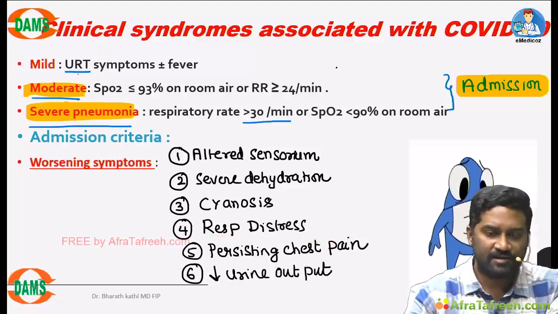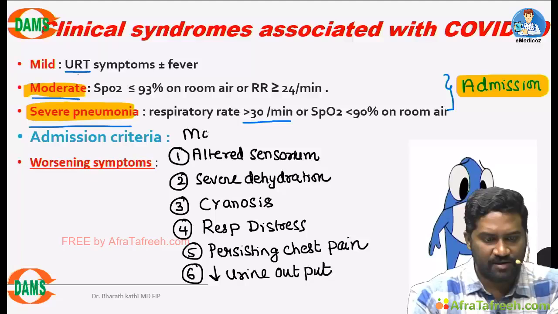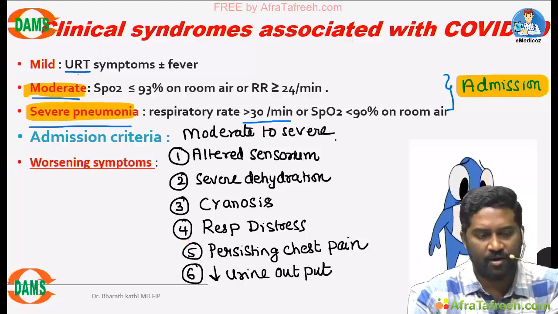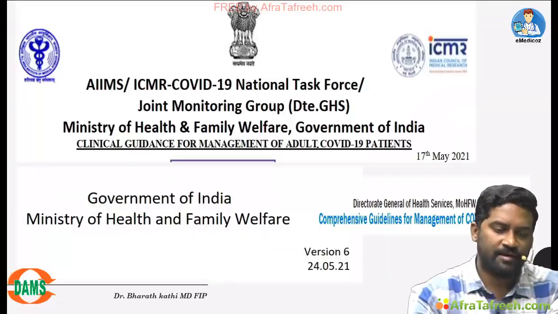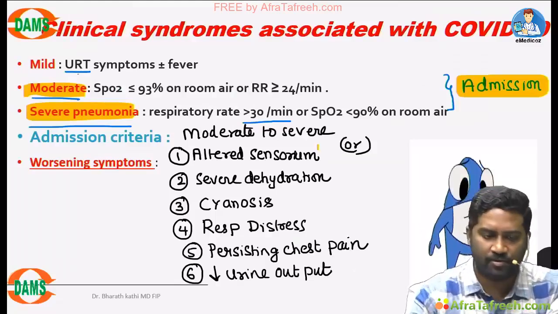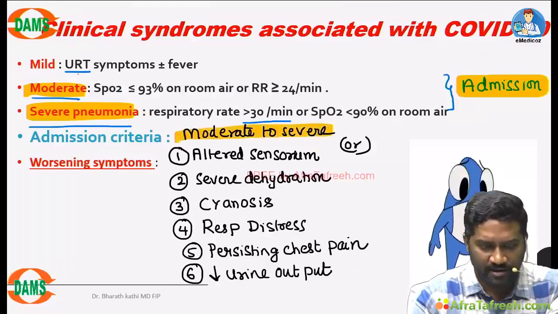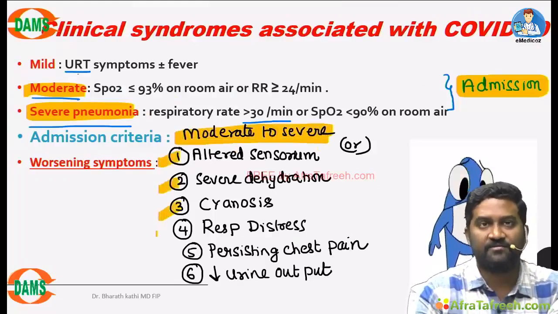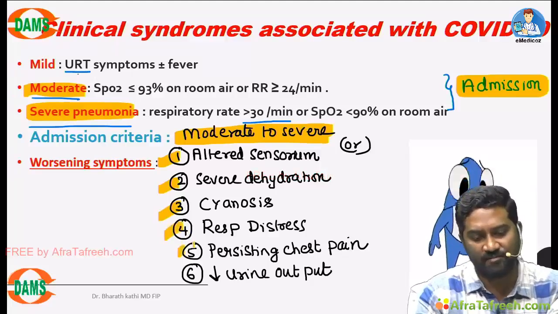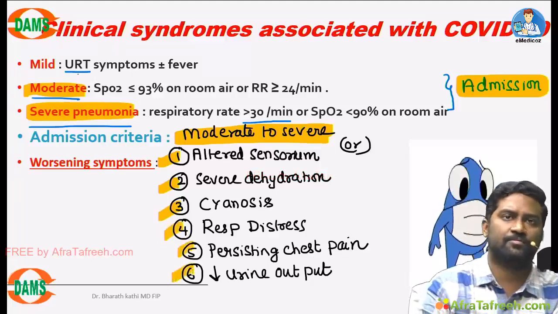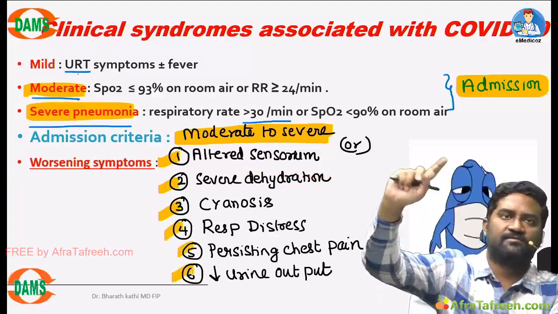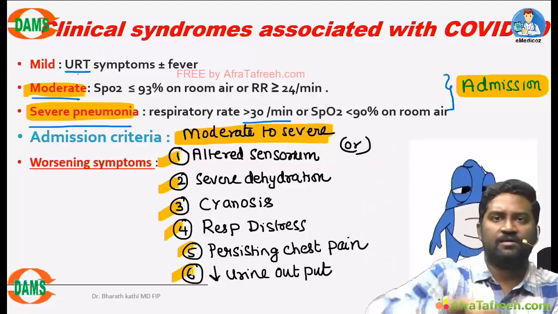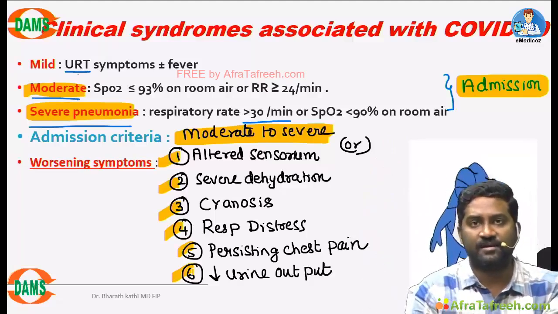So the admission criteria: either moderate to severe case, or any one of the following. So the patient can belong to moderate to severe category or any one of the following: altered sensorium, severe dehydration, cyanosis, respiratory distress, persisting chest pain, reduced urine output. Admission criteria: either the patient's oxygenation parameters are moderate to severe, or he is having any one of these worsening symptoms.